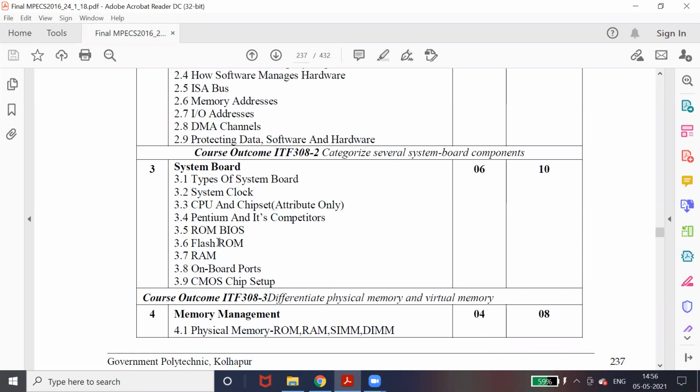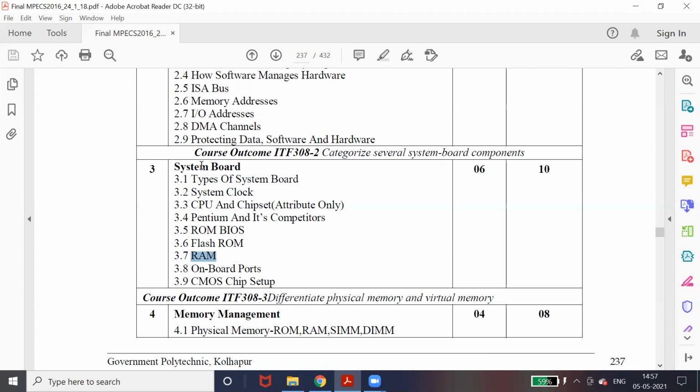So we'll see the meaning of flash ROM, what its features are, and where it will be used. Then the next point we will learn is RAM, your temporary memory, random access memory, and the different types of RAM. Then onboard ports, the different ports available with the motherboard. And the last point, CMOS chip setup. In the practical we have already seen the CMOS battery setup and the different options available within the BIOS for CMOS configuration, and how we can set this CMOS for the chipset.